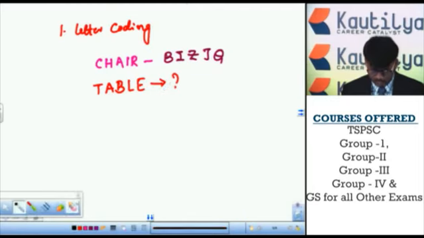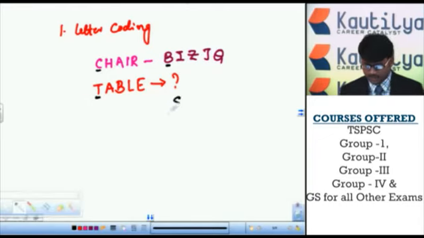Here clearly C is coded by B, that means -1. In the same way we code T by -1, the previous letter of T, which is S. Next, the second letter H is coded by I, which means I is the next letter of H. So we code A by the next letter, B. Next, A is coded by Z, which means Z is the previous letter of A in the alphabet. So we take the previous letter of B in coding, which is A.